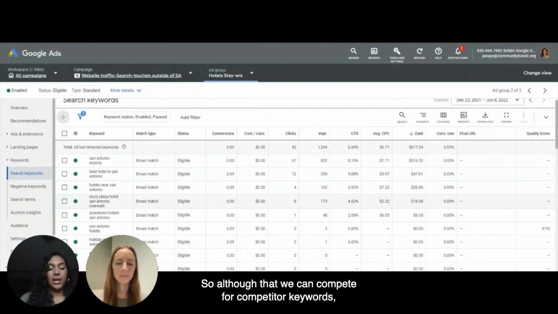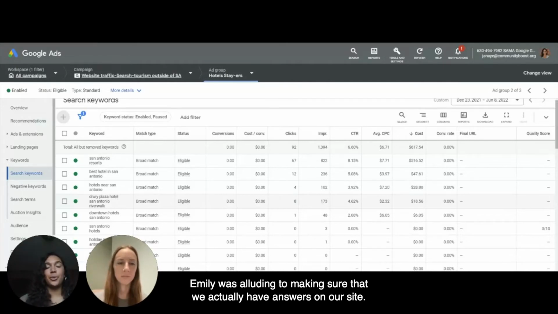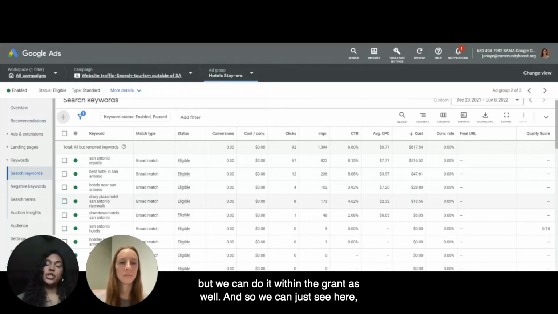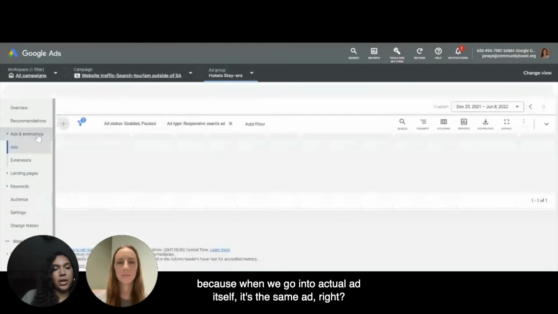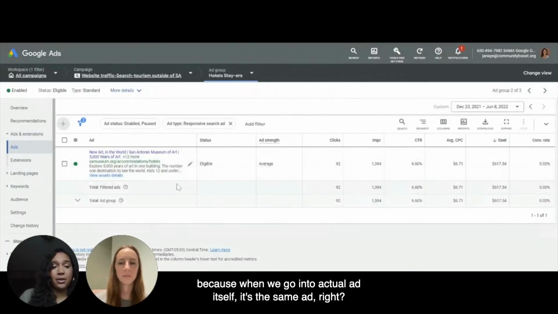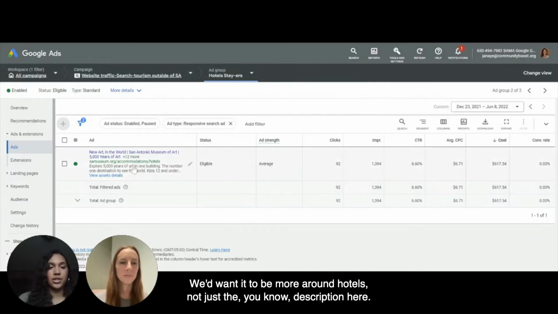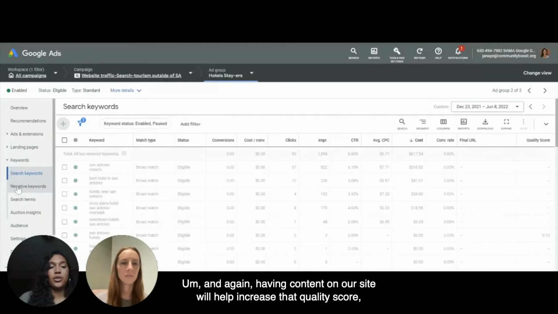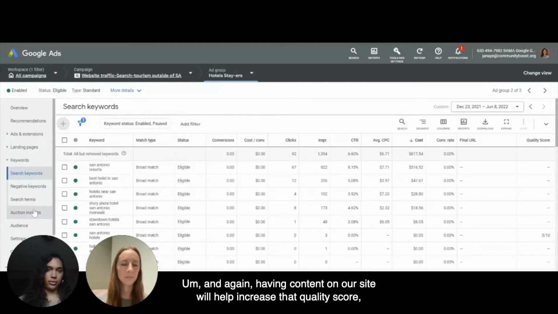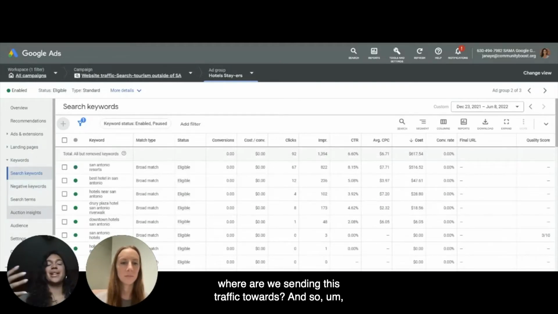So although we can compete for competitor keywords, Emily was alluding to making sure that we actually have answers on our site. Again, it's a little bit more effective in a paid search account, but we can do it within the grant as well. And so we can just see here, a lot of these just don't have a quality score because when we go into the actual ad itself, it's the same ad, right? We'd want it to be more around hotels, not just the description here. And again, having content on our site will help increase that quality score, right? Because it has to do with the landing page. Where are we sending this traffic towards?